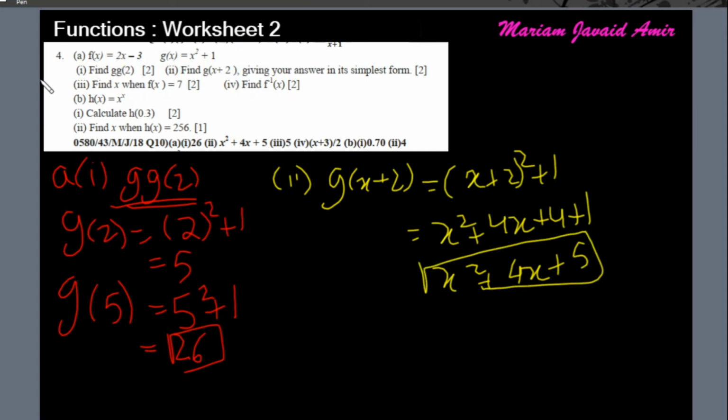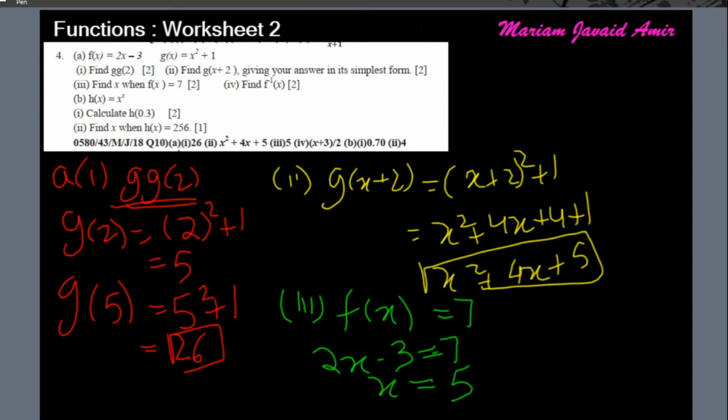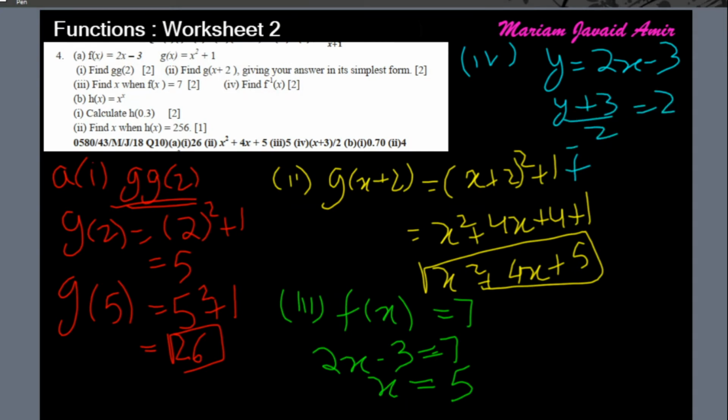Part 3, find x when fx equals 7. Fx equals 7 means 2x minus 3 equals 7 means x equals 5. Part 4, find f inverse of x. For that we write y is equals to fx, then make x the subject, and this is the answer. Just change y to x.